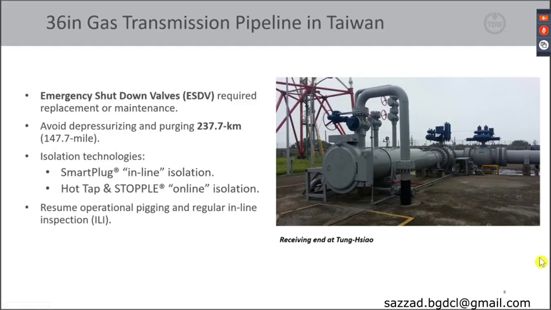So what was the issue that needed to be rectified? It was discovered that the emergency shutdown valve, ESDV, at both the Yong'an LNG terminal and the Tongxiao gas transfer station, seen at the picture here, connected by the pipeline, require maintenance and replacement respectively.